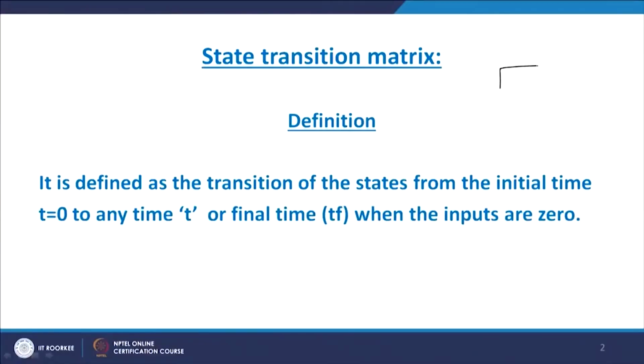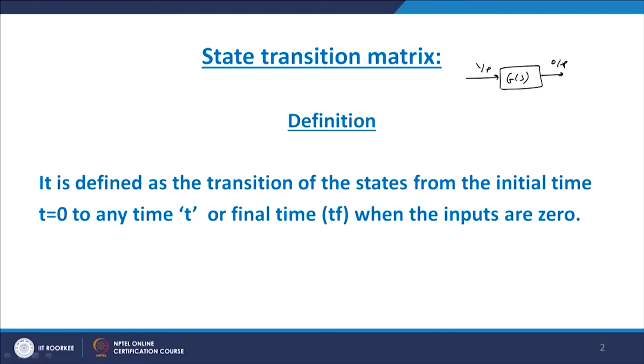Start with the state transition matrix. So, what is meant by state transition matrix? If you see a classical system, there is involvement of a plant, say G of S. We are applying input and we are getting output.